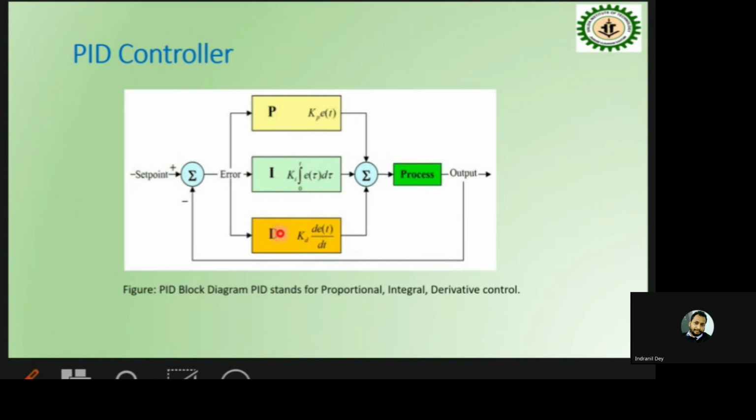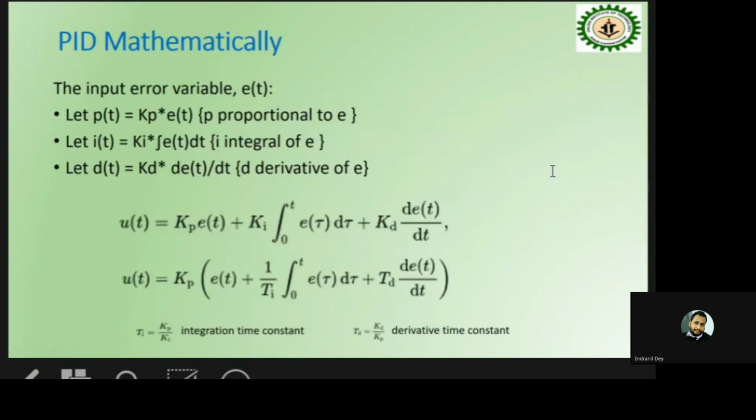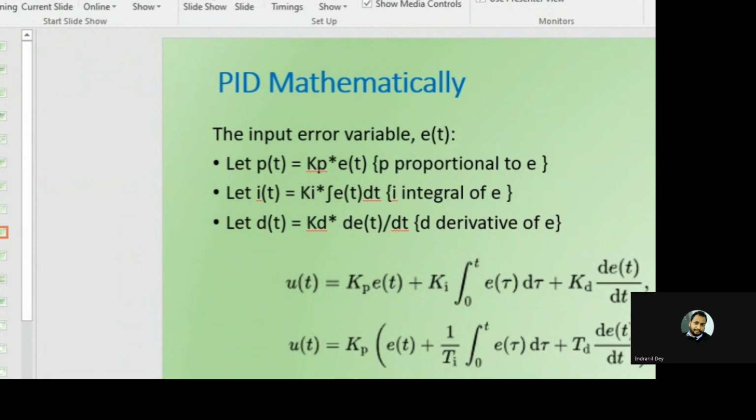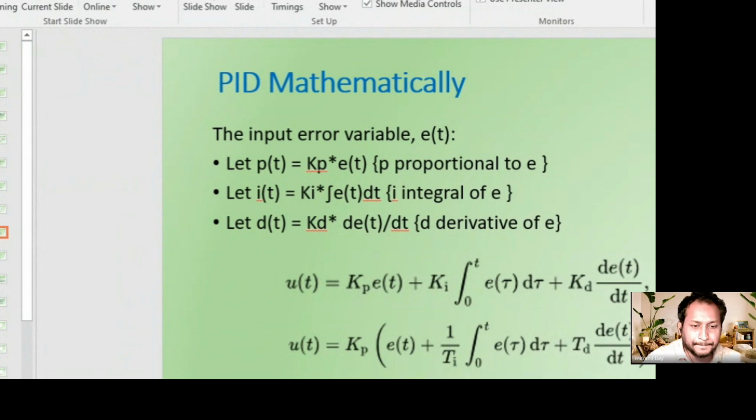If we talk about the PID controller, it is nothing but a mathematical algorithm, a mathematical algorithm to minimize the error. That mathematical algorithm will be derived in the next session. In the next session, we'll talk about the mathematical formulation of the PID controller.